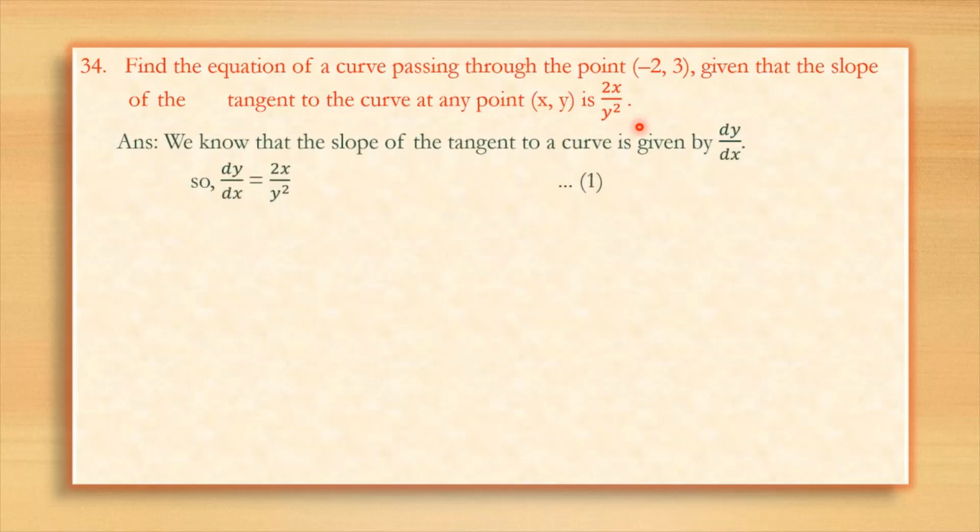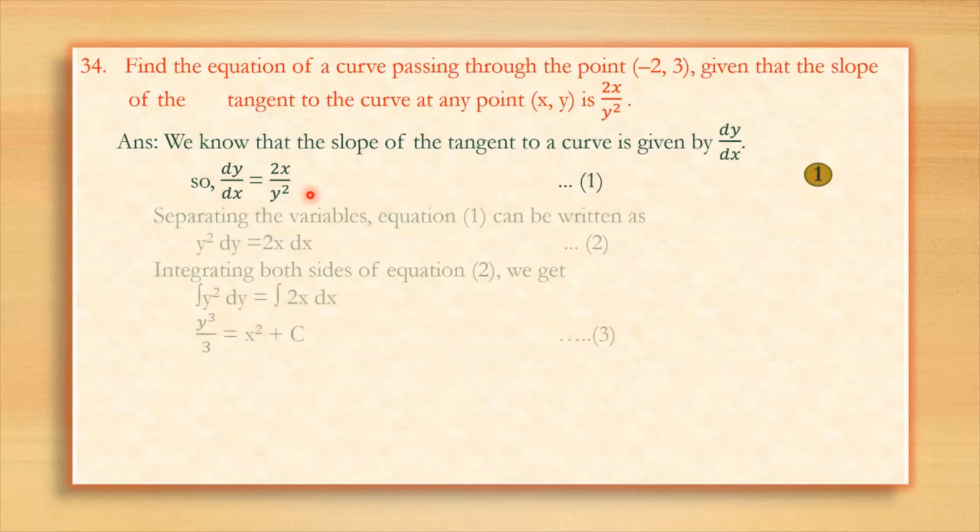Okay. So we know that the slope of the tangent to the curve is dy by dx. So here dy by dx is given as 2x by y square. Let me write down the given things. This will carry 1 mark.